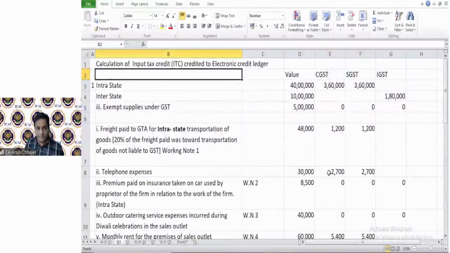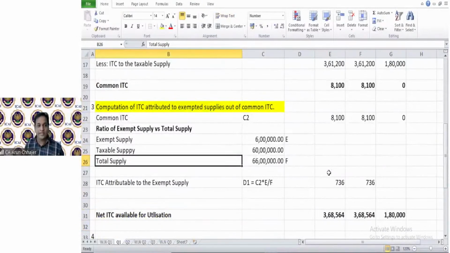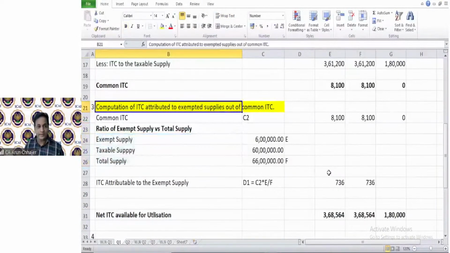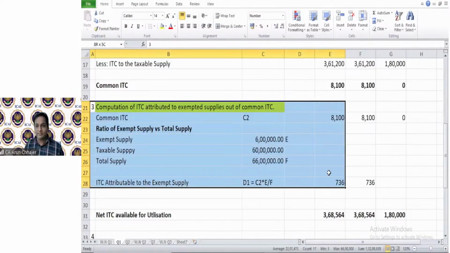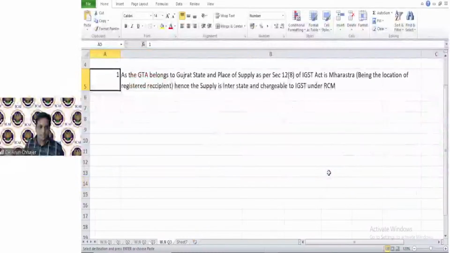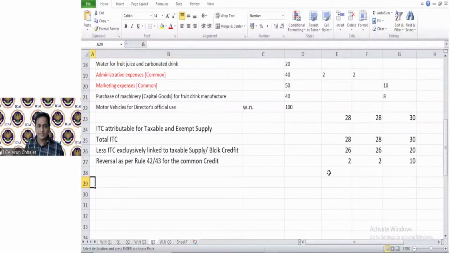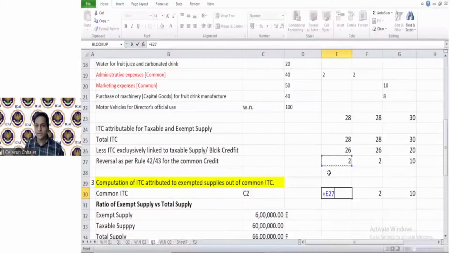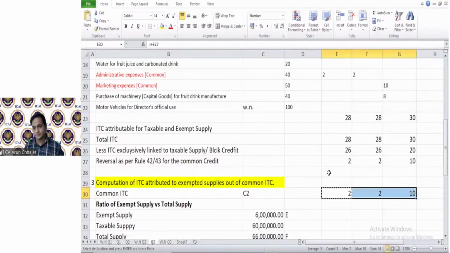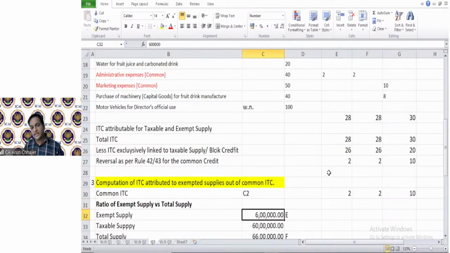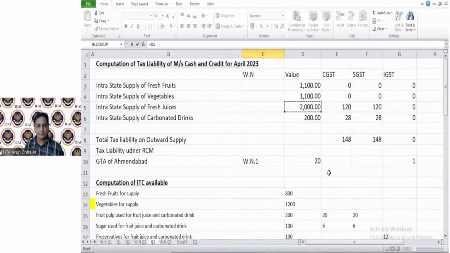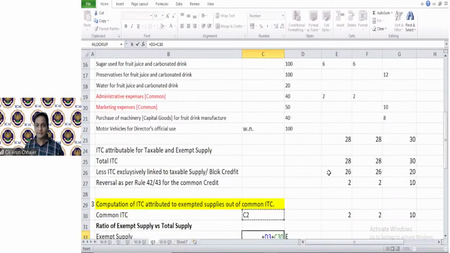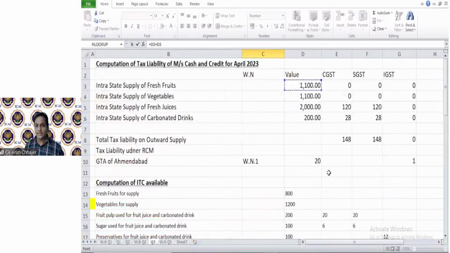So to save the time, again, I am using whatever we have written in the previous question. By this I can save some time. That is the reason I'm using. Kindly excuse me. So the common ITC is, what is the exempt supply? In this case, I can say my exempt supply is 1100 plus 1100.